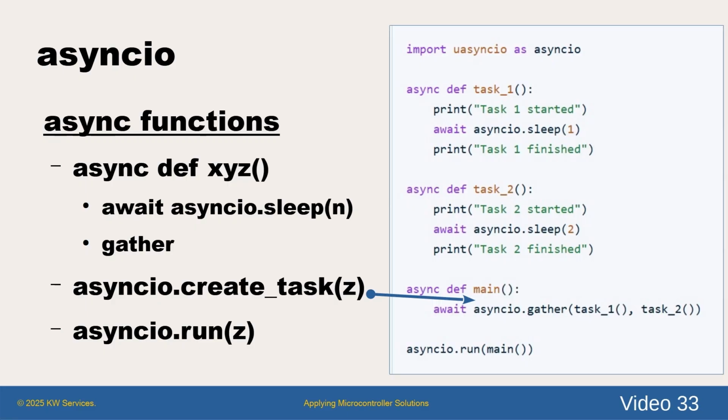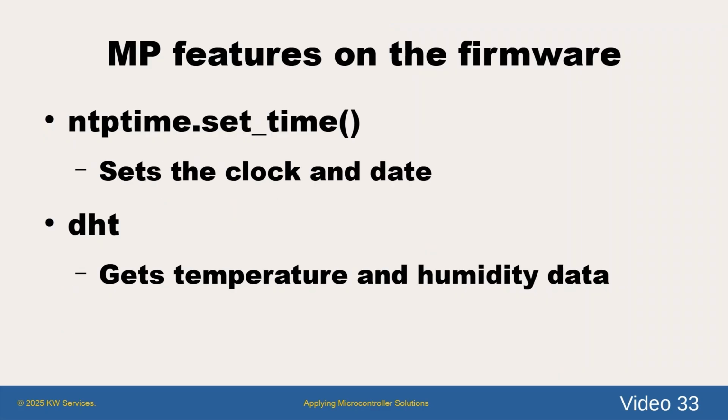Notice that the async task does some setup code and then performs an await async sleep. In this way, the MicroPython Asyncio scheduler executes the next task. In the program, I noticed that the author used the NTP time and the DHT functions from the MicroPython firmware. The program returns from the NTP time server and performs the NTP time function to set the Pico W's current date time.